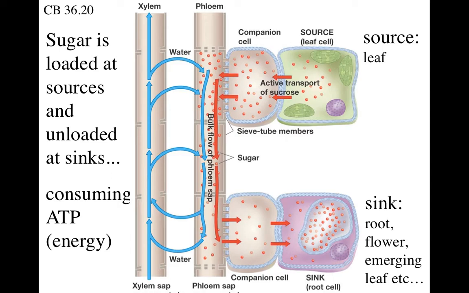There's another little model here, just kind of shows you, again, the xylem tissue carrying the water, the phloem carrying the sugar to a root cell per se, or a leaf cell, that's making the sugar, and then it's flowing down to all these other cells. Okay.